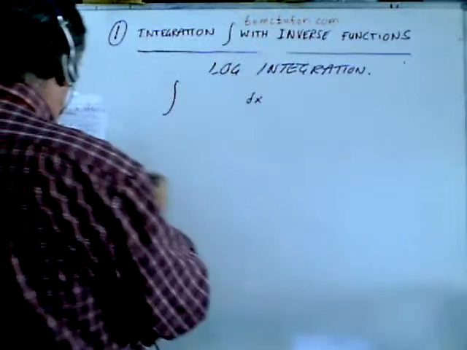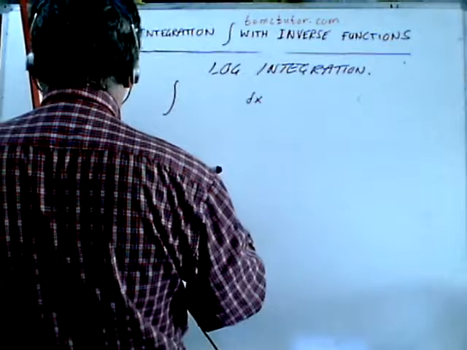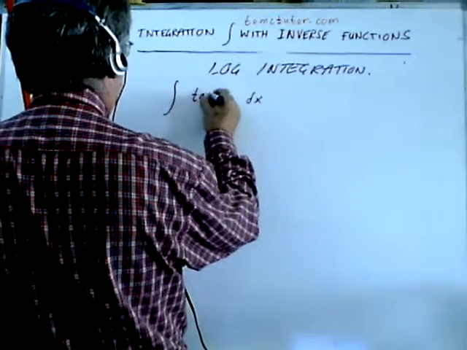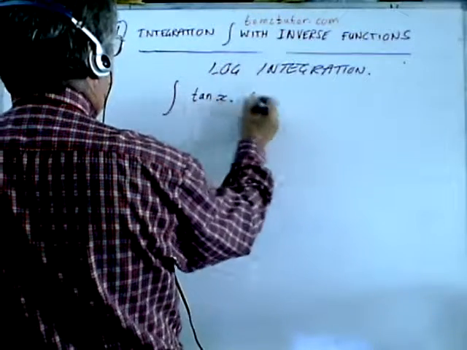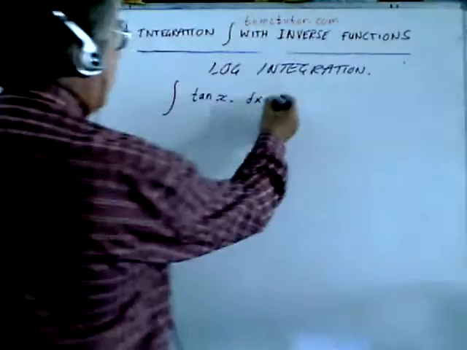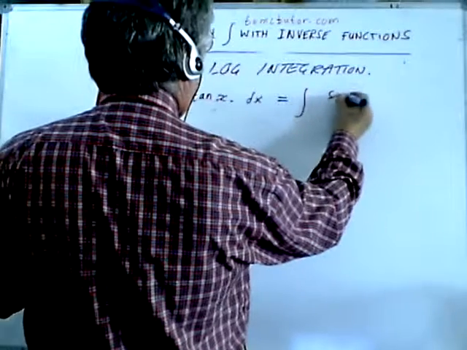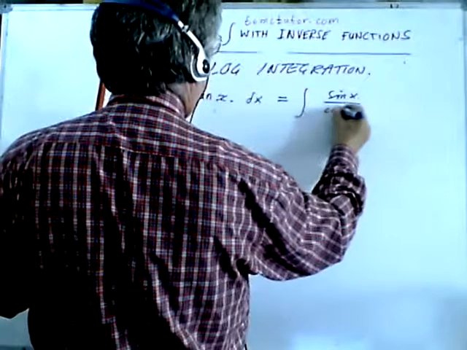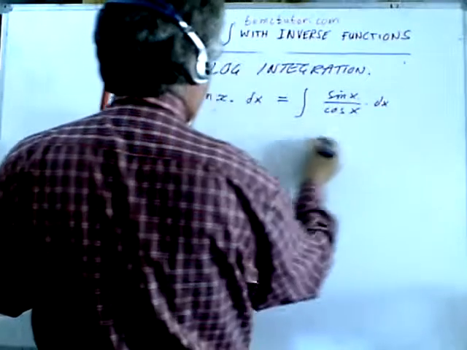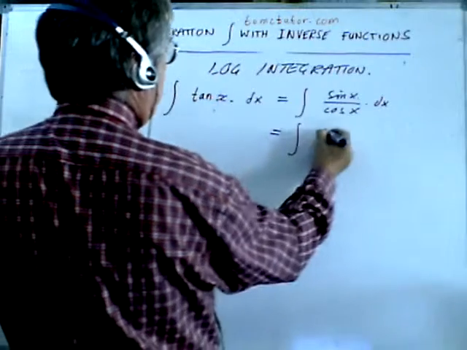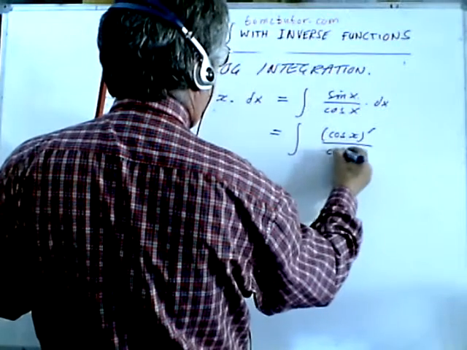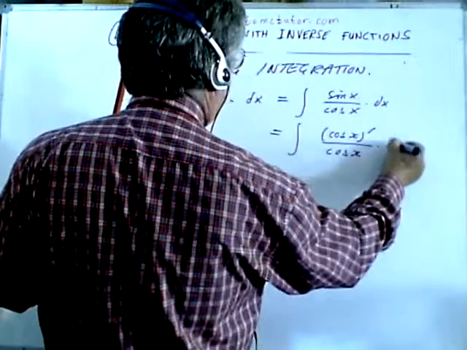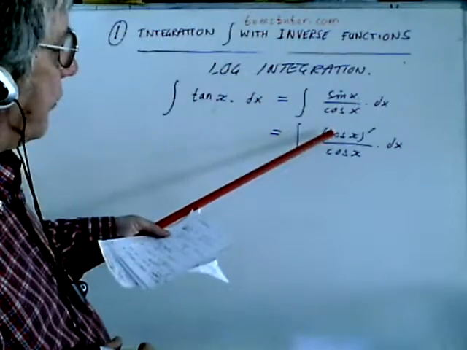A very good example is tan theta. I was going to say tan theta, I'll just use tan x. I don't want to confuse you. The integral of tan x is the integral of the sine of x over the cosine of x dx. So we can write that as the integral of the cosine of x prime over the cosine of x, just like that. That's perfectly okay to do. What that means is that's a differential.